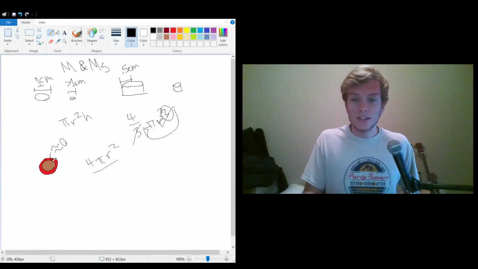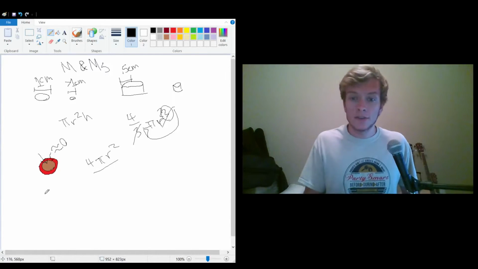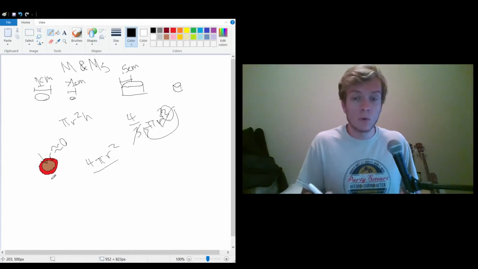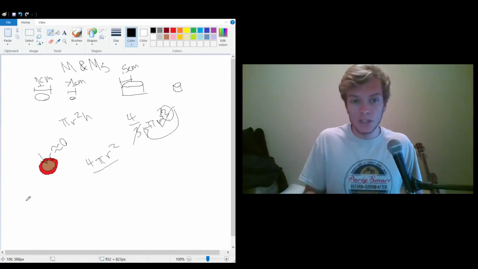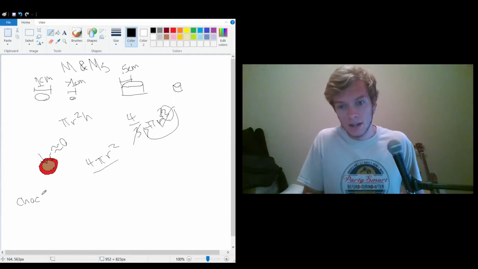So the surface area is the candy, and the volume is the chocolate. So in this case, there's a decent bit of surface area, but there's a lot more chocolate. And so that's important because the amount of chocolate, so we're just going to say, is significantly greater than candy.